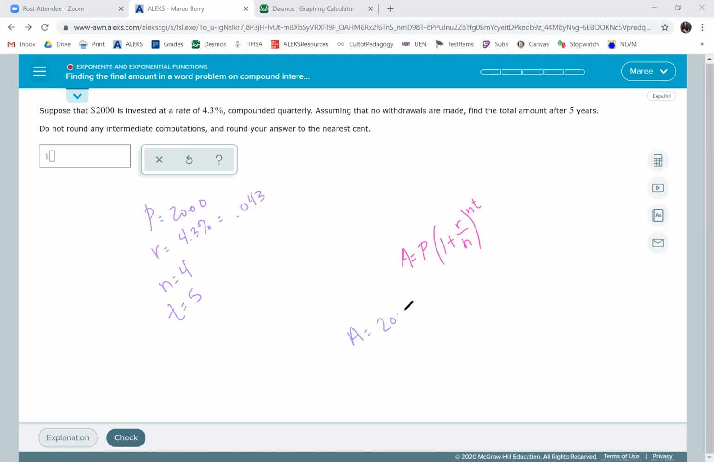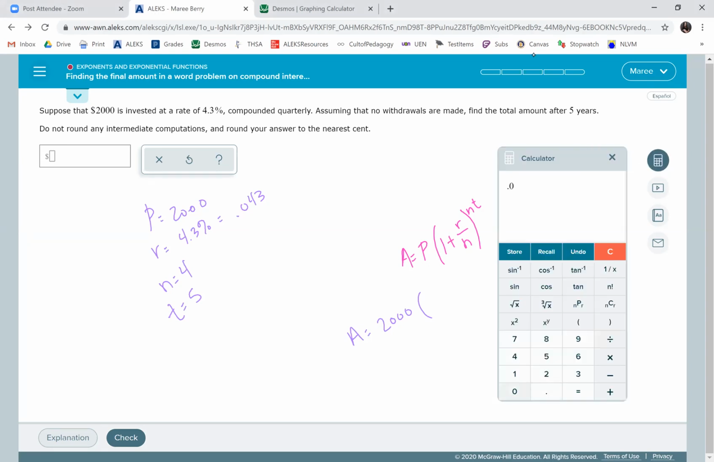We have to do 2,000. We want to divide 0.043 by 4, and we add 1 to that. So this goes inside of our parentheses, 1.01075, and then raised to the power of, and we have to multiply N and T together, so the power of 20. So I'm going to raise that to the power of 20 right now.